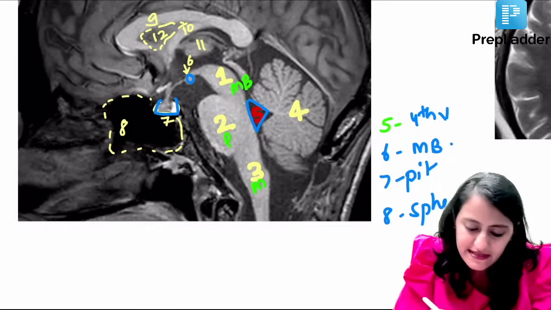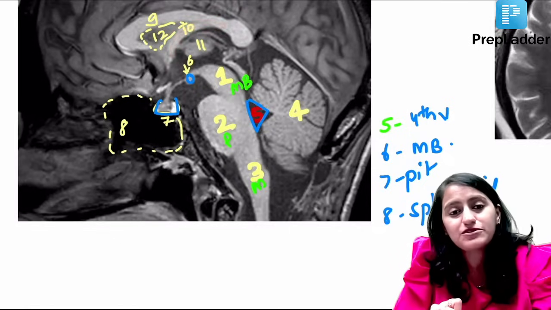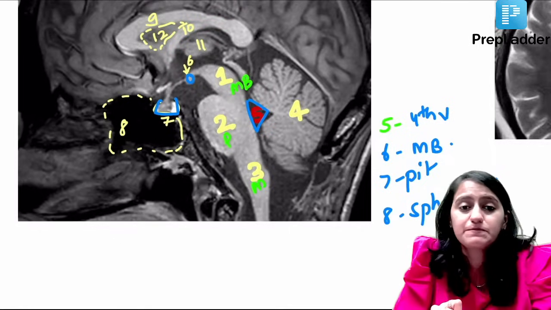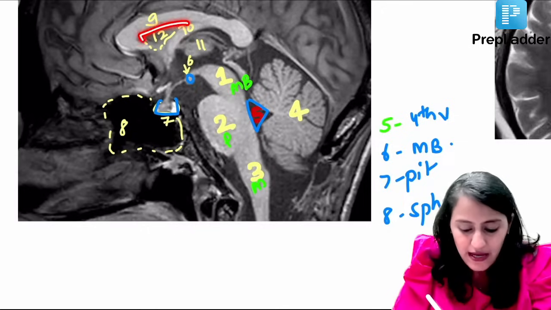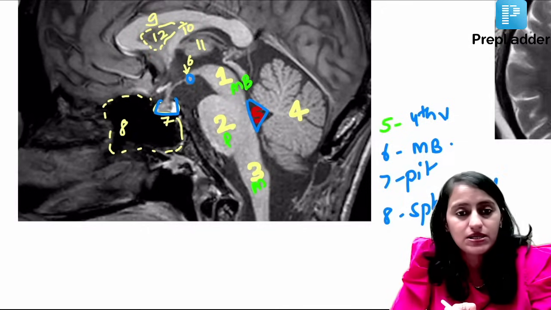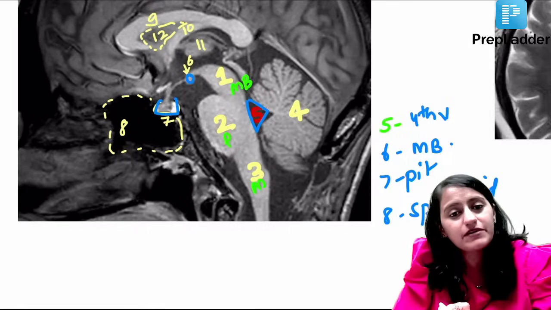Then what you have is number 9, corpus callosum. Number 10, this white matter tract here, fornix, part of the Papez circuit. 11 here is thalamus. 12 is the lateral ventricle, right? That is the area of the lateral ventricle. Is this clear with everyone?